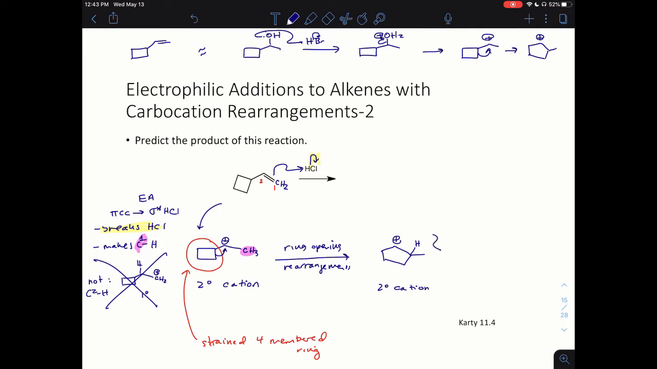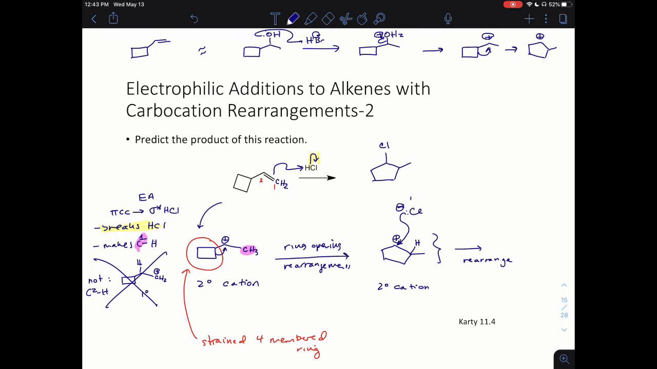If you look too hard at this cation, you might realize this could continue to rearrange to make more stable cations. We're not going to go down that pathway. Unless you're given the product and you can tell multiple rearrangements occurred, just do one. I don't want to take you down an endless rabbit hole of rearrangements.